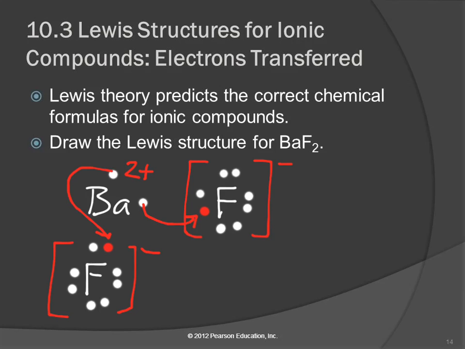And that's how we end up with BaF2. Because for the barium to get rid of the 2 electrons that it needs to find homes for, there needs to be 2 fluorine atoms to accept those.